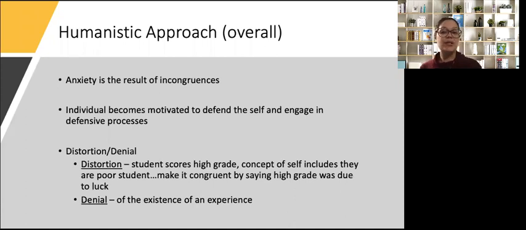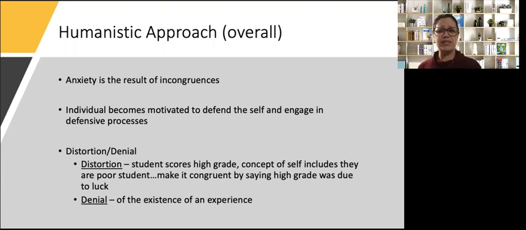You might distort an experience. So let's say you get a really good grade on an exam, but your sense of self is that you're a poor student. So what you'll do is you'll say, well, I got the good grade because of luck, not because you're actually a good student. So you're not going to change your self-concept. You're going to distort the experience so that it matches your self-concept. If you believe that you're not a good student, but you got a really good grade, you're going to say, oh, well, that was just luck. You're not going to attribute it to the fact that maybe you're actually a good student. Maybe you need to change your self-concept.